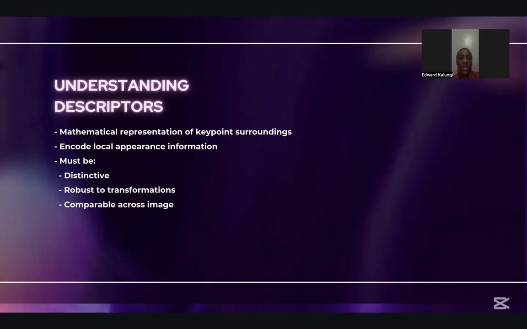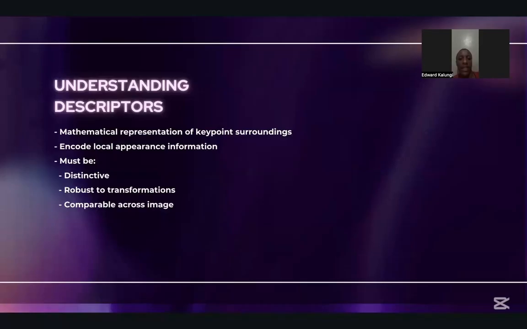So descriptors are crucial for comparing key points across different images, which allows us to match the corresponding features. Descriptors help us to summarize local image information. Descriptors encode information about the appearance of the pixels around a key point in a compact vector or a binary string.